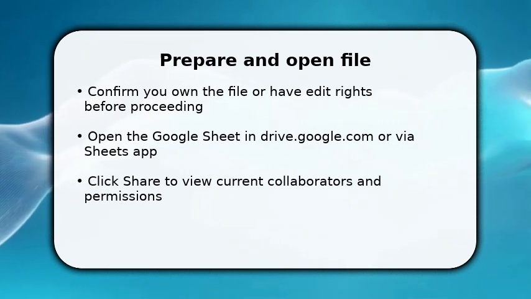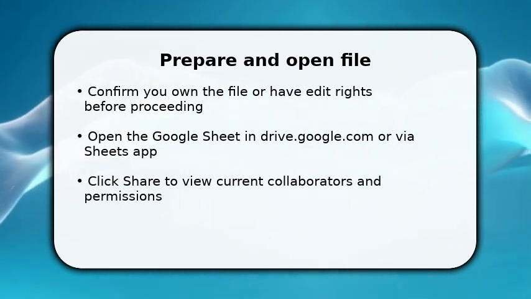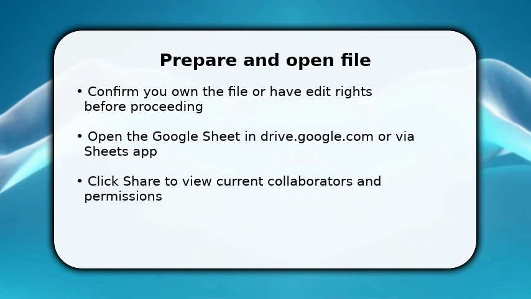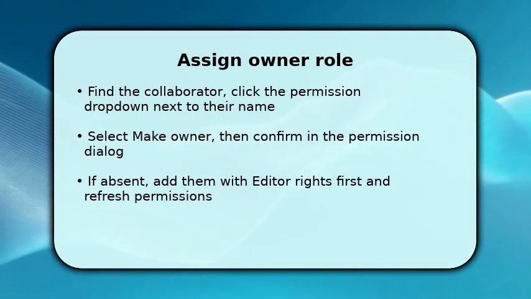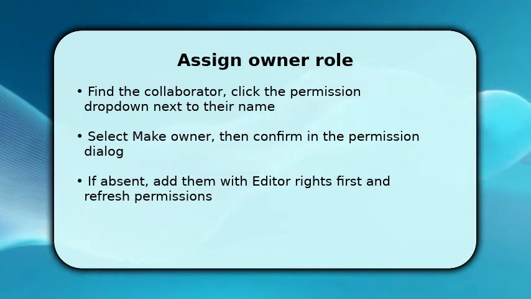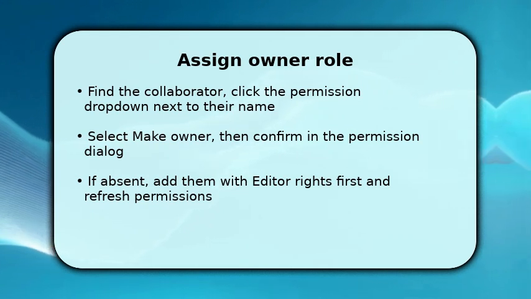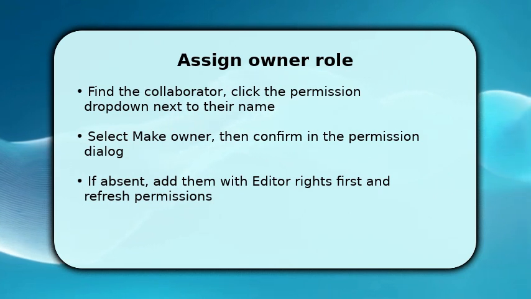Make sure to remove any pending invitation blockers and keep the sheet open while you proceed to change the permission level. Now you assign the owner role. Locate the collaborator in the Share dialog and use the permission drop-down next to their name to select Make Owner. Once you pick Make Owner, confirm the change in the dialog that explains consequences. This hands over administrative control, including removal of your own ownership.